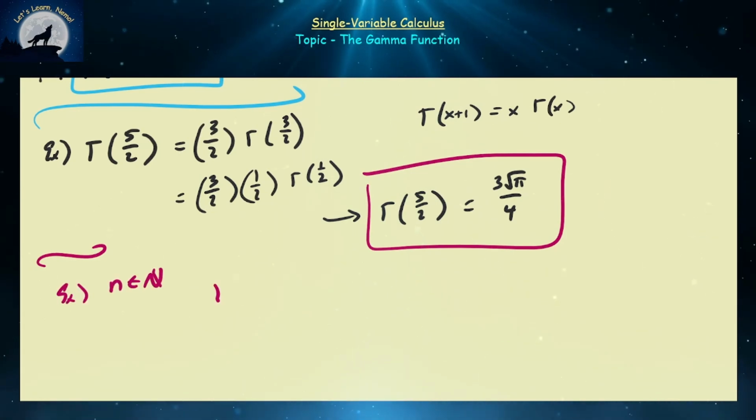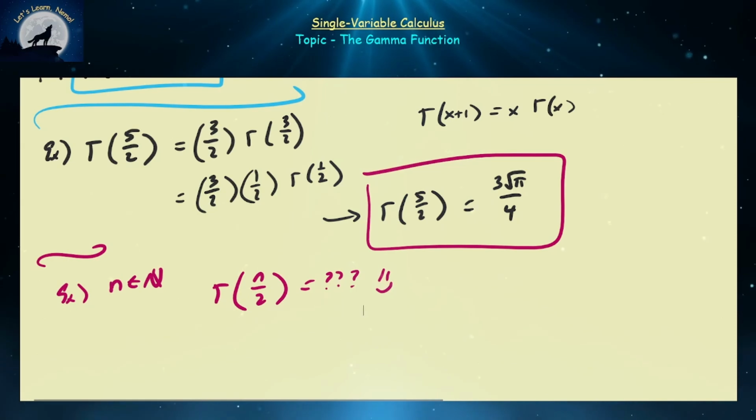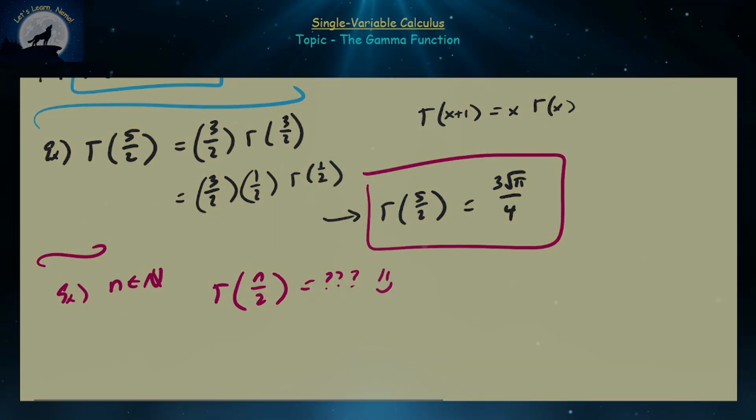Now, I do leave to you as a fun little exercise that if n is a natural number, can you find a nice representation for the gamma of n over 2, or what we call the half integers? That's a fun little exercise that, of course, I said I will leave to you, but it's a good exercise to practice your integration techniques.